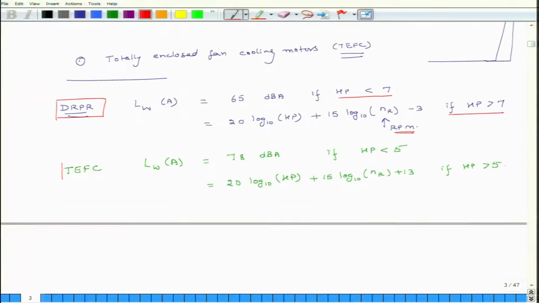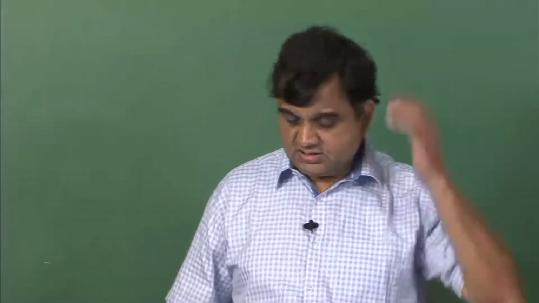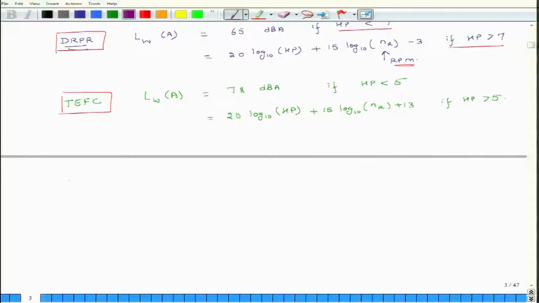So, there you have it. Now we have the relation for LWA for both the motors. For DR-PR motors, if we know its RPM and the horsepower, we can estimate the sound power level. But what type of sound power level? A weighted, and what we are really interested in is LW. So, to figure out the value of LW, we use some conversion factors.